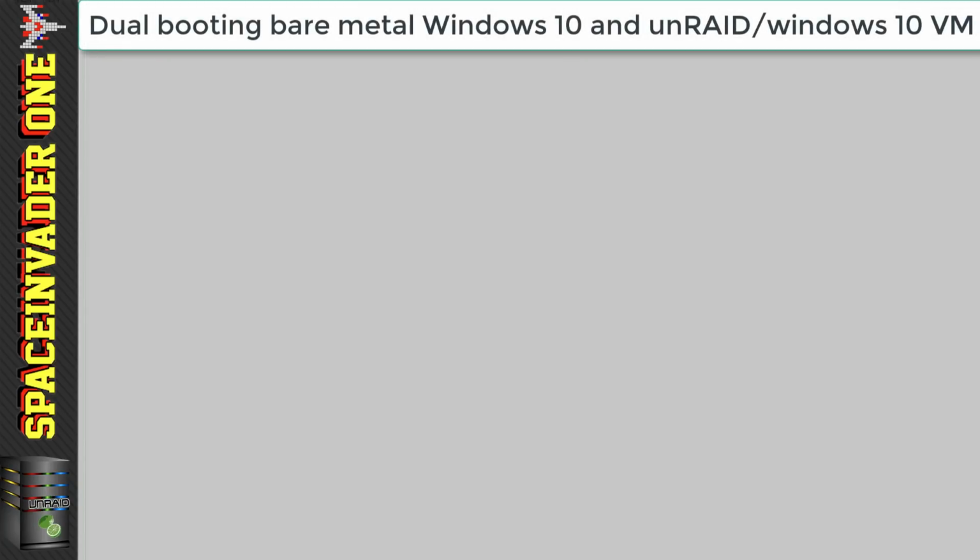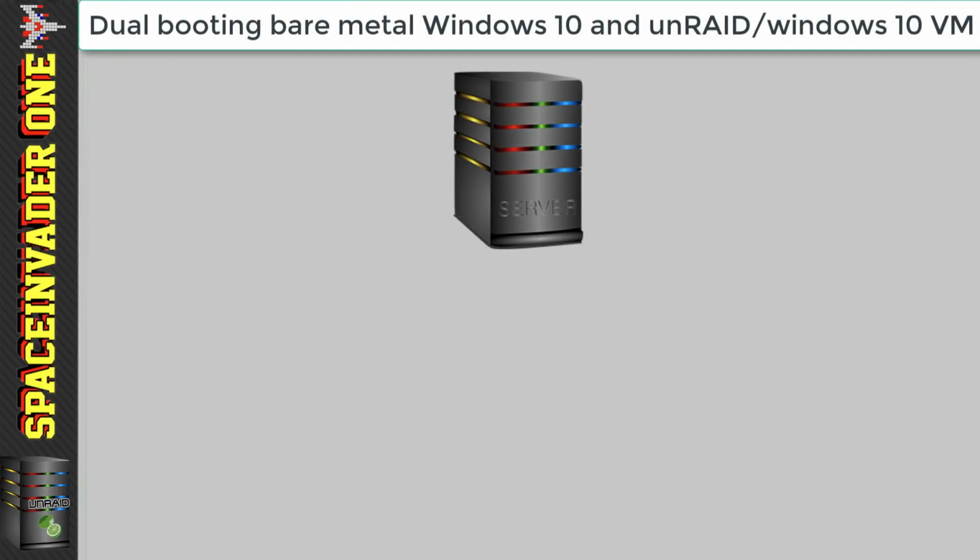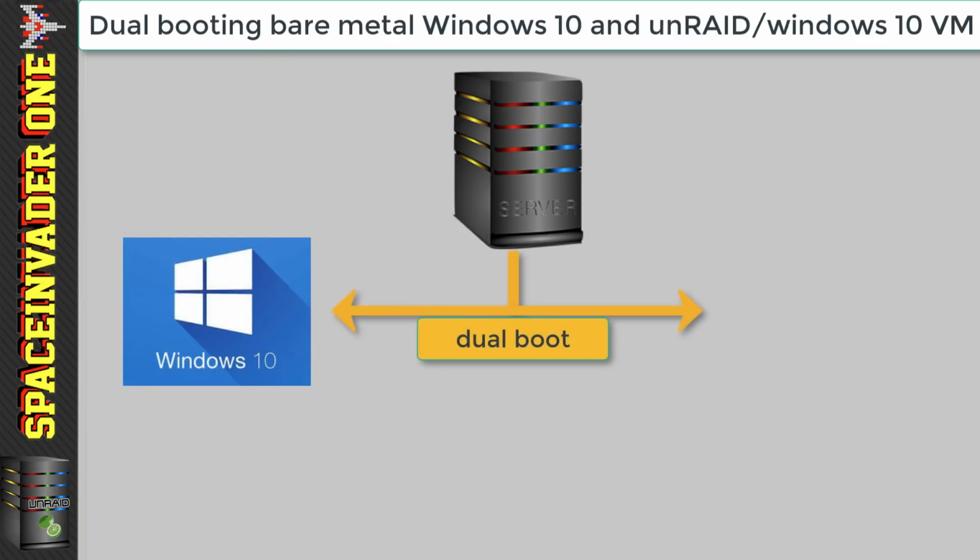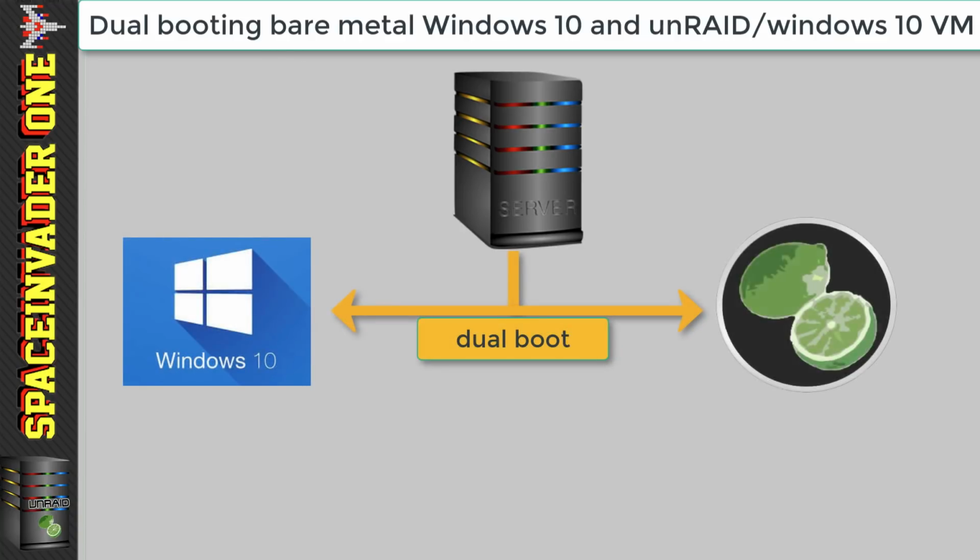Okay, hi there everyone. Right, so in this video we're going to be dual booting a bare metal Windows 10 installation and unRAID server OS on one machine. And I'm sure I can almost hear some of you saying right now, hey Spaceinvader, haven't you ever heard of a VM? We can run Windows VMs on unRAID, we don't need to dual boot. And yes, you'd be right.